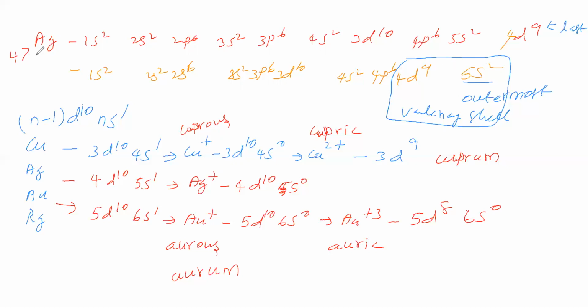Therefore, the IUPAC group number is 11. So, what is the European group number? For these coinage metals, the general oxidation state is +1. Copper shows +1, silver shows +1, gold shows +1. The general oxidation state is +1.